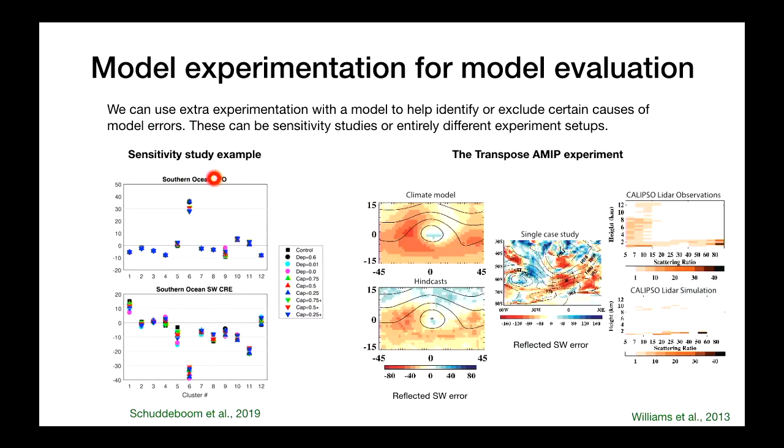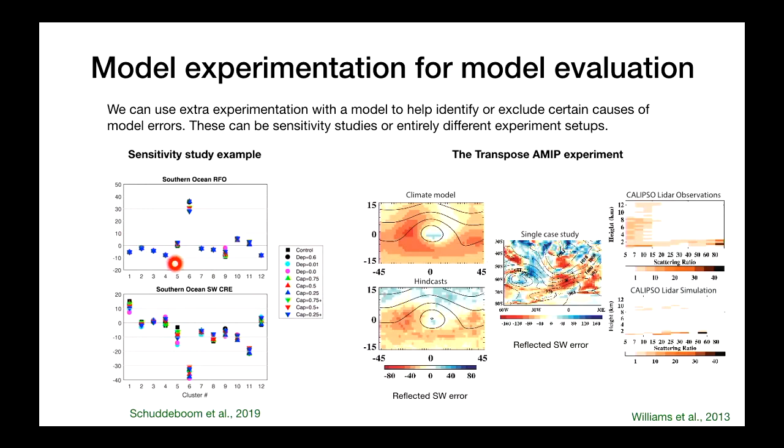One is a traditional one that most of you will have encountered or seen. That's a sensitivity study. You change something in the model, you change a model parameter, change the model formulation, you run the experiment again. And if you combine that with a regime approach, which is what happened in this study by Alex Schuddeboom in New Zealand at the University of Canterbury, it's just come out in GRL. And he basically looked at the Southern Ocean cloud error as well in the UM, which is the model that we're using here. And he made dramatic changes to microphysical parameters in the model.